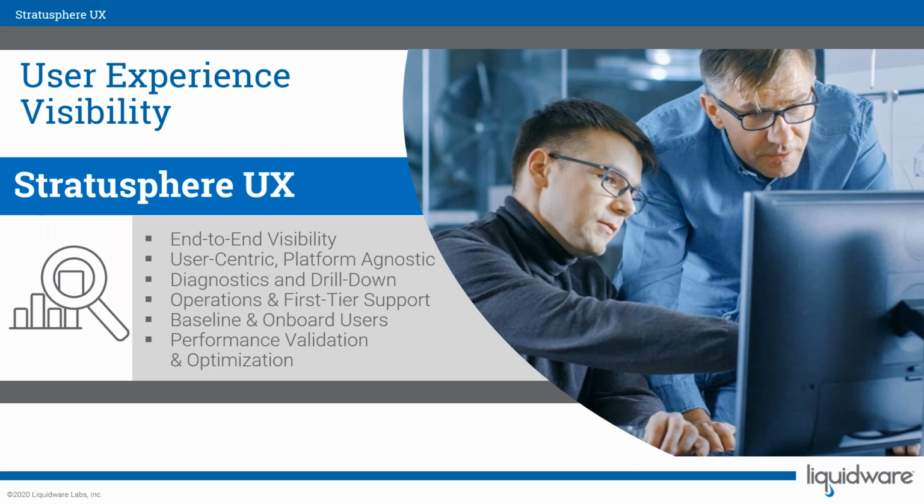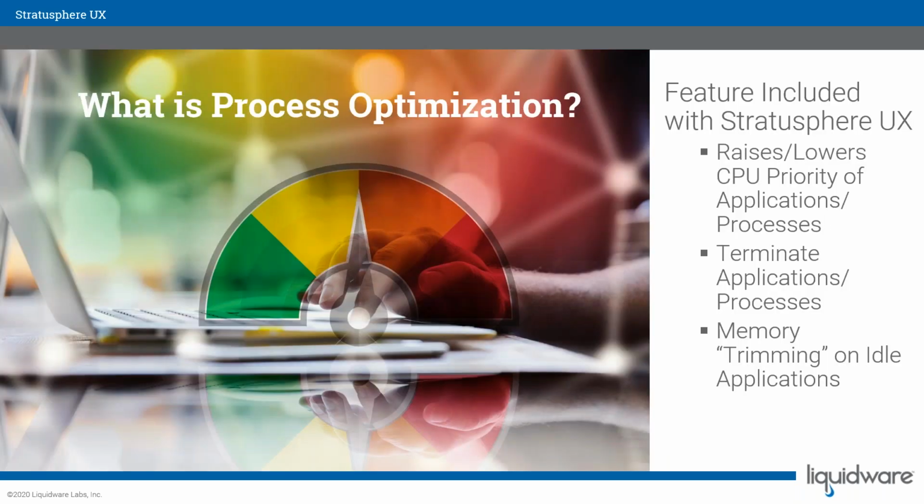But today we're going to talk mainly about optimization. This is a feature inside of Stratusphere. Comes with it. It's part of the Stratusphere license. You can turn it on by group, an individual user, or for the entire company. So anybody who's running a Stratusphere agent, this allows me to raise and lower CPU priority of applications and processes. So at the end of the day, I want to be able to control those processes that are on that machine that may be slowing that user down.